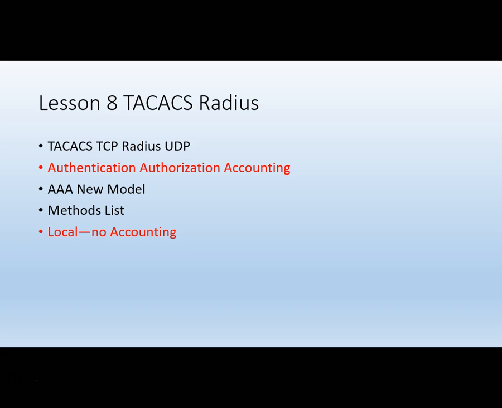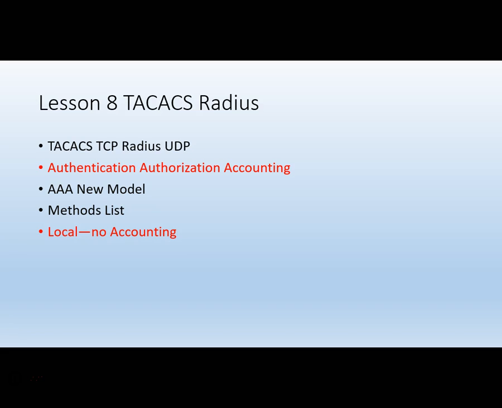If we, for instance, put Radius first, and the Radius server becomes unavailable for whatever reason, is not responding, then the method list will go to the second method in the methods list. So it might be authentication, default, Radius group, and then local. So if the Radius wasn't available, it would look in the local database. And again, if we use the local authentication, there is no capability to do any accounting on it.